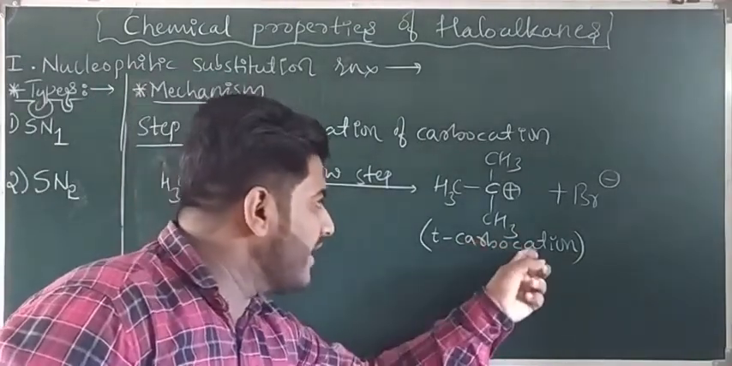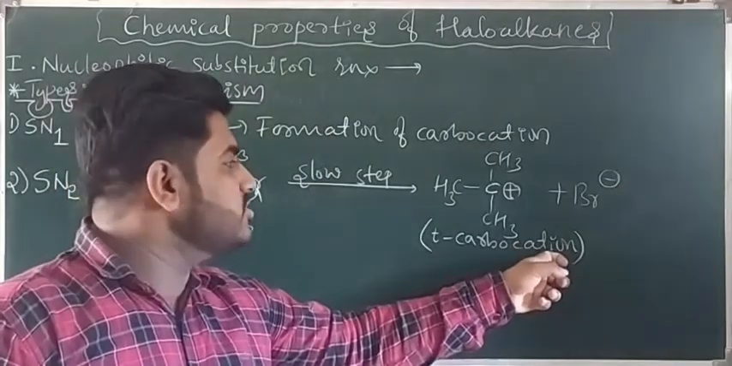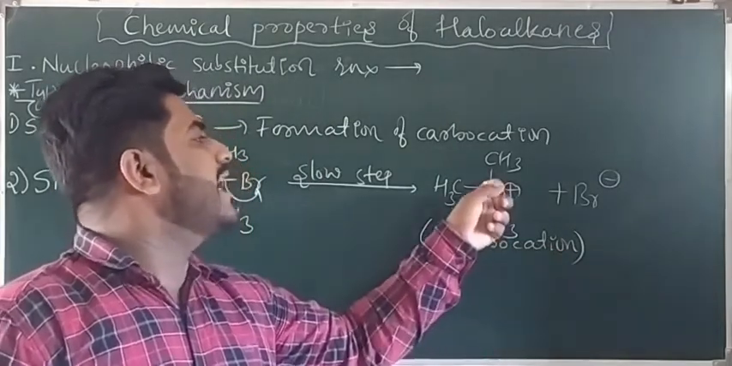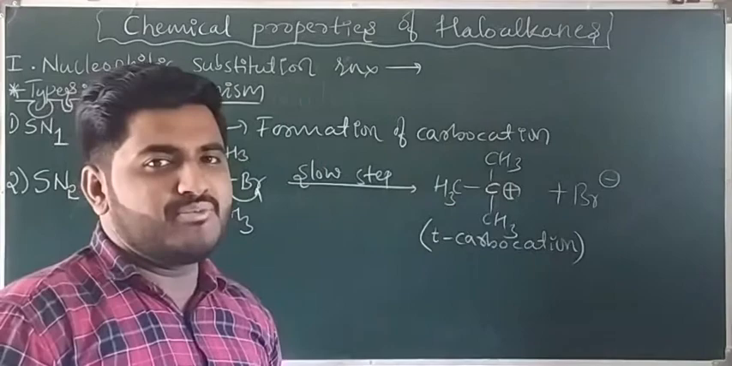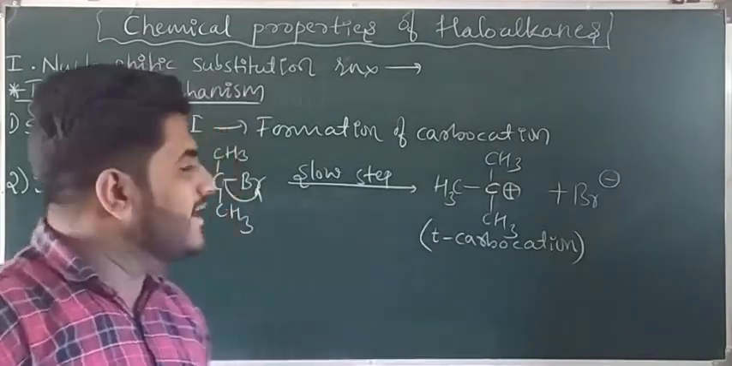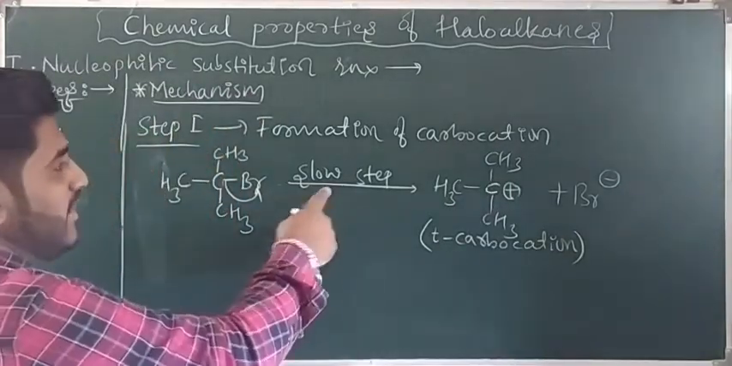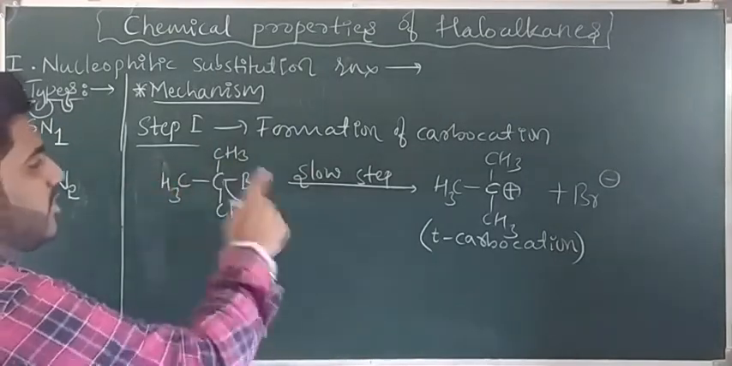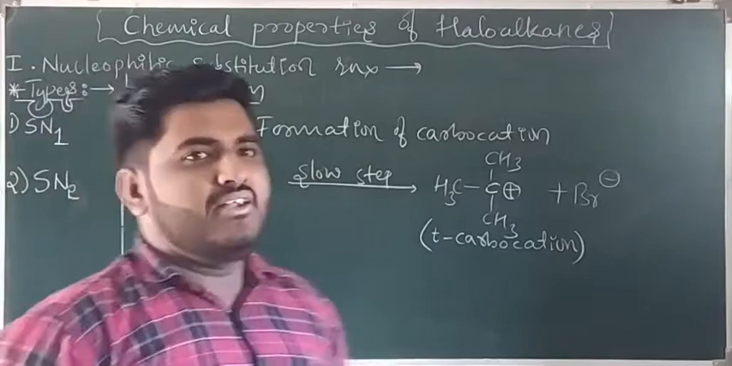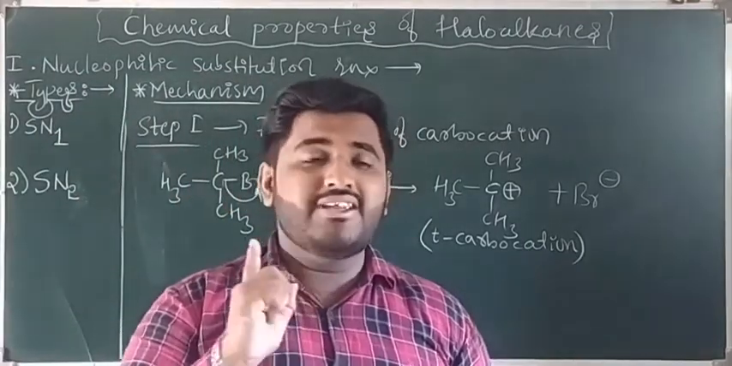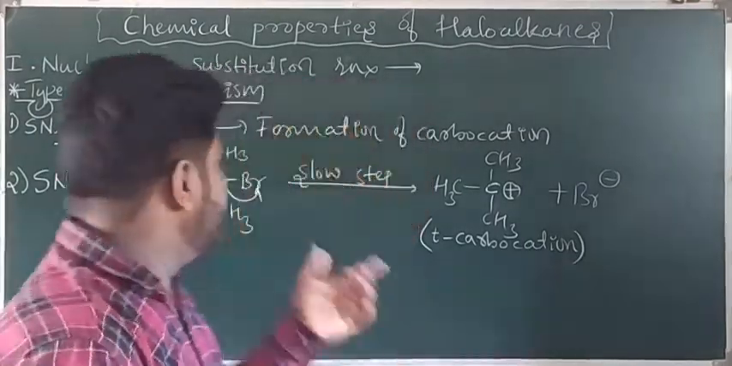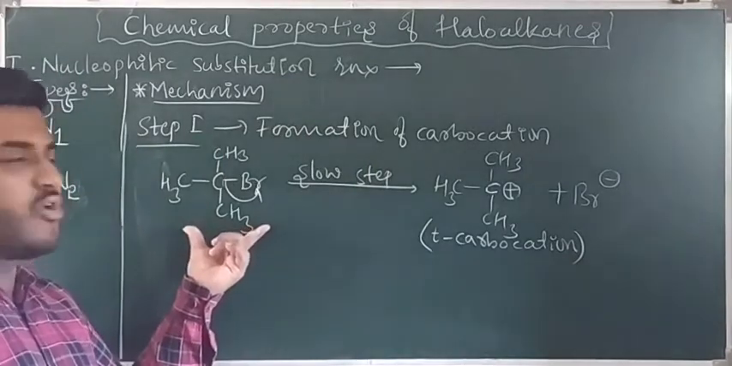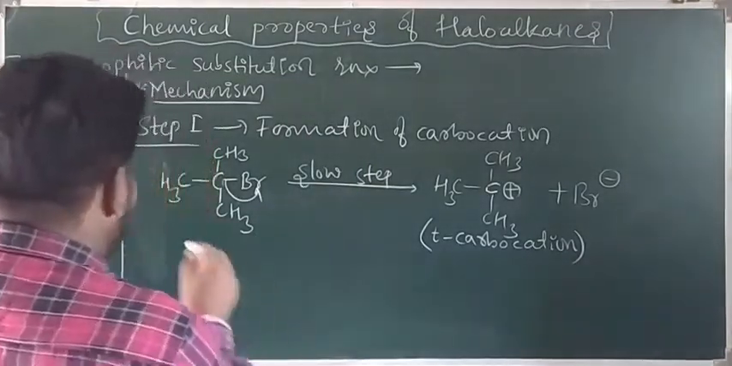Why the name carbocation? Cation indicates positive charge, so on carbon, positive charge is obtained. Therefore the name tertiary carbocation. This is a slow step, therefore the rate determining step. And therefore, the rate of the reaction depends on the tertiary butyl bromide. Therefore, it is also called a first order reaction, because the rate depends on tertiary butyl bromide. This is the first step. Second step.